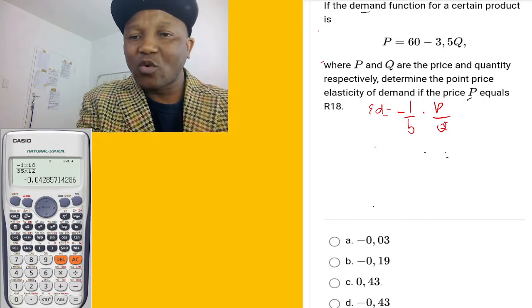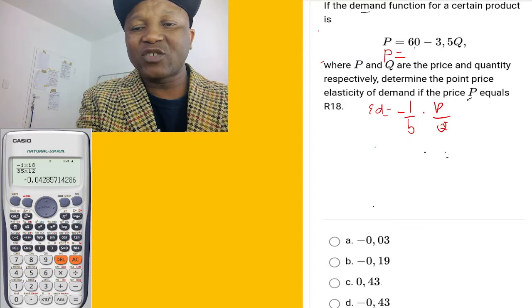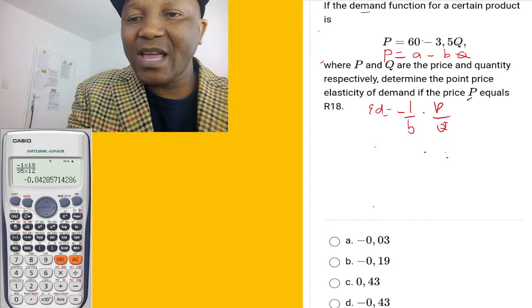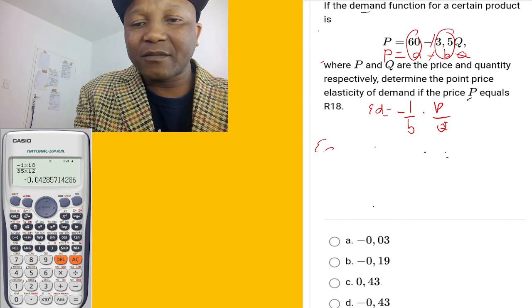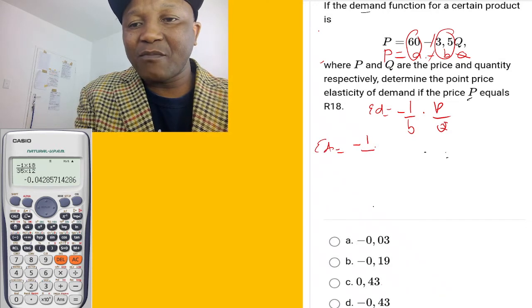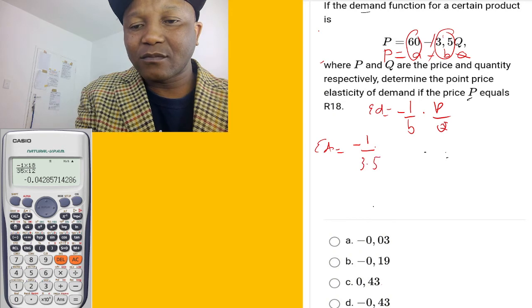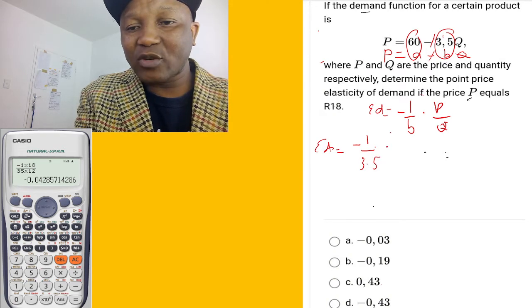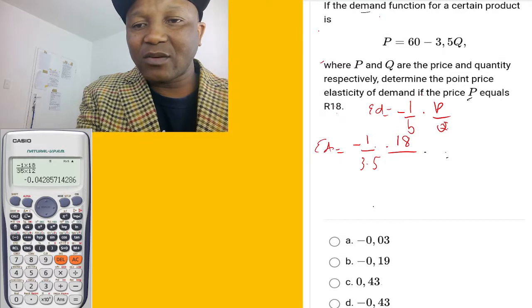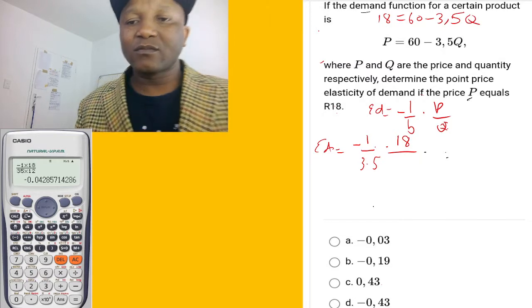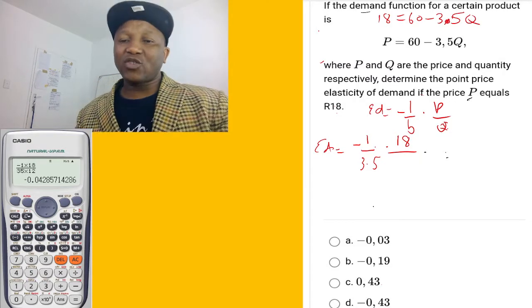Okay, so we want to get B. To get B, we must compare this to P. See, this is already in the right form, A minus B Q. So the value of A is 60, and B is 3.5. So elasticity of demand equals -1 over B, and B equals 3.5, times P over Q. What is P? P equals 18. Q we don't know, so we plug in here to get Q. So 18 equals 60 minus 3.5 Q. How are you going to get your Q?